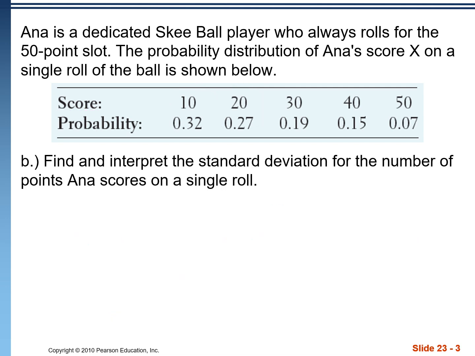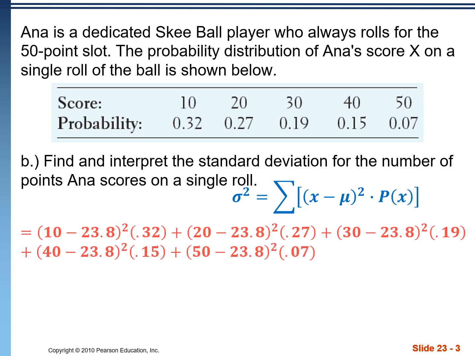Next up, let's find the standard deviation. This one's a bit more complicated. It's x minus the mean, squared, times the probability. When we add those all up, that's going to give us the variance, which we'll need to square root. Both of these equations are on your equation sheet. So we have 10 minus that mean of 23.8. We square that value because we want to make sure it's positive, and then multiply it by its probability. We do the same thing for each value in the chart here. Add those all up, we get 159.56.